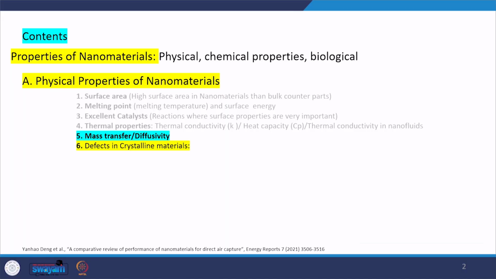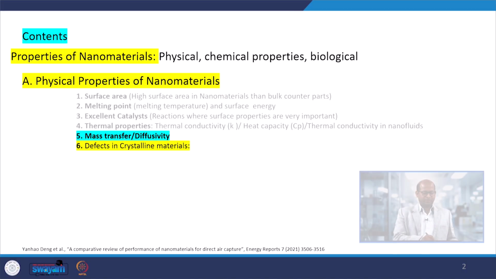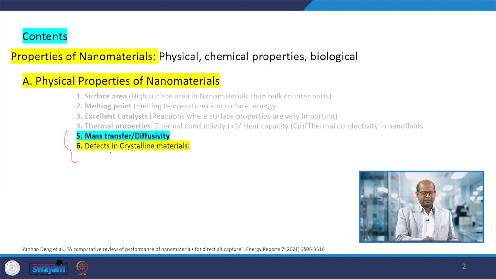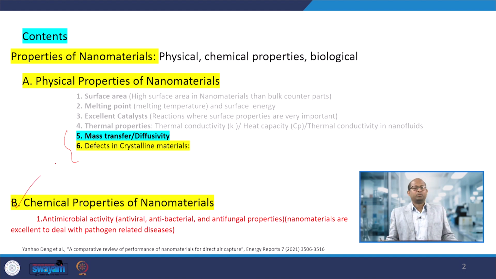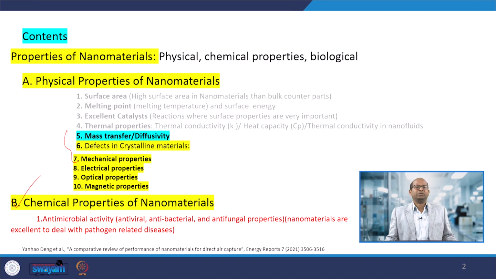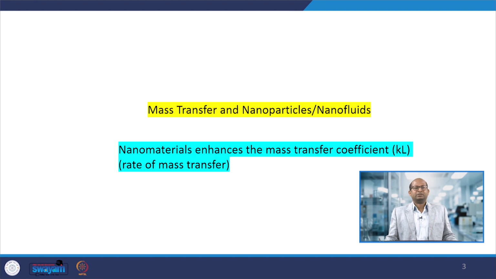There are also many applications where nanomaterials can be applicable. With that, defects are also another thing we will discuss. Today's contents are properties of the nanomaterial. Out of that, today we will discuss mass transfer and defects in crystalline material. These are the two things we will discuss today. Also the chemical properties of the nanomaterials, a few components we will discuss in this lecture.